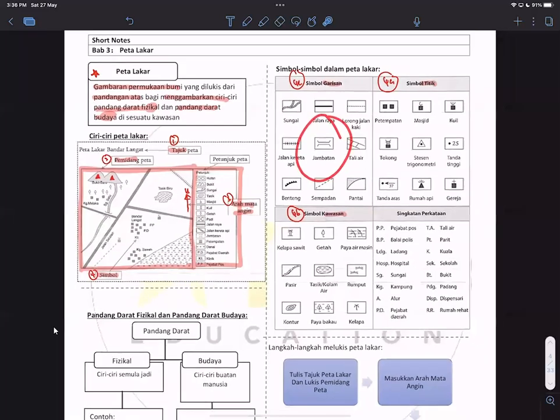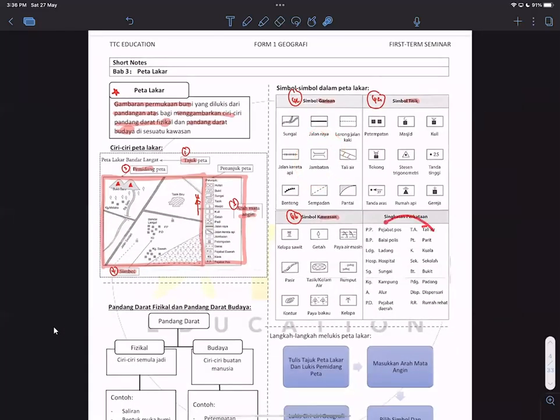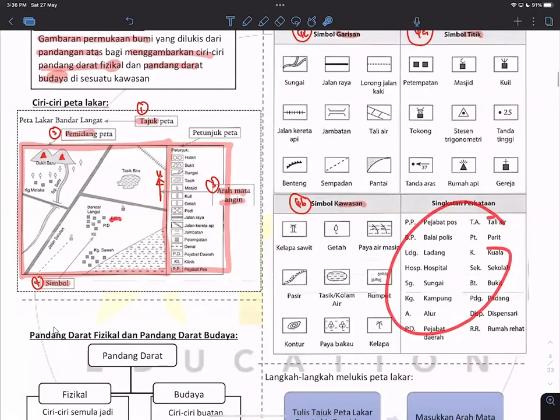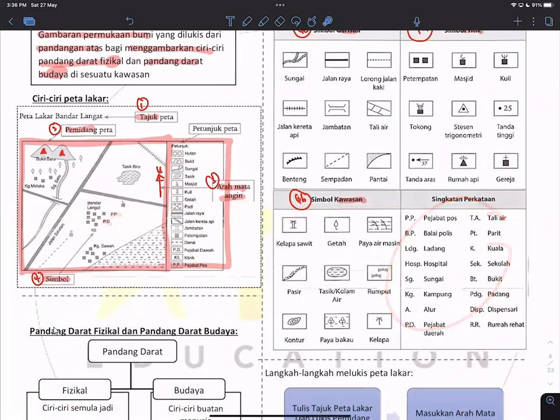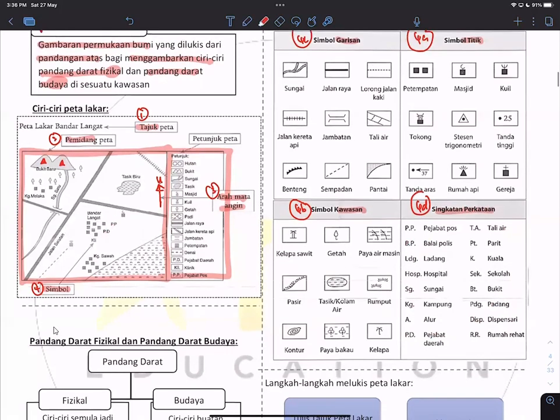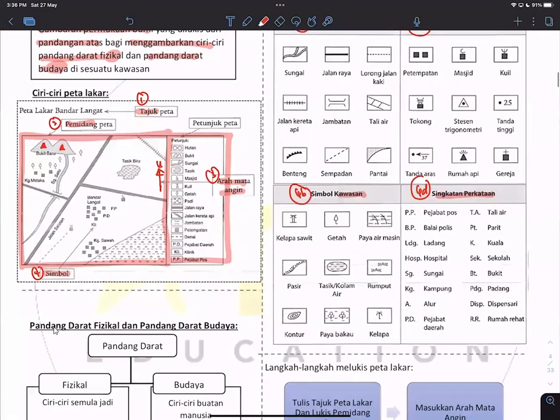So this is the symbol garisan, and the last one, all the short forms. So we have PP, pejabat pos, PD, written here, pejabat daerah, KLI, clinic, and then the kampung, KG. What else? Sungai, SG. So these are all the short forms, singkatan perkataan. Simple, right? And then remember, symbol is linked to your fourth one. Symbol is linked to your petunjuk.